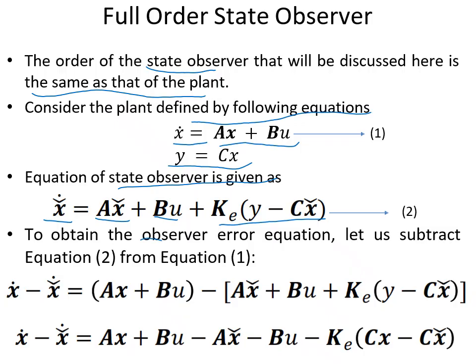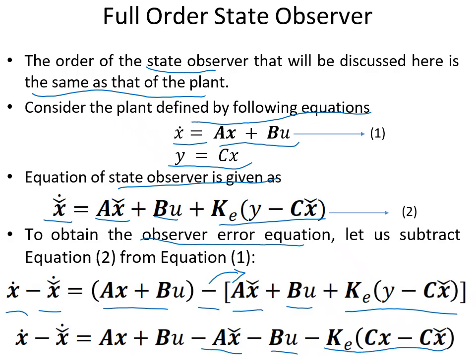To obtain the observer error equation, we subtract equation 2 from equation 1. We get x dot minus x hat dot equals Ax plus Bu minus (A x hat plus Bu plus Ke times (y minus Cx hat)). Then we distribute the negative sign over the bracket. We get negative A x hat minus Bu minus Ke times y. We substitute y by Cx minus Cx hat.